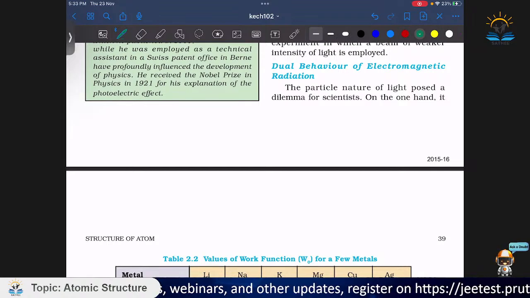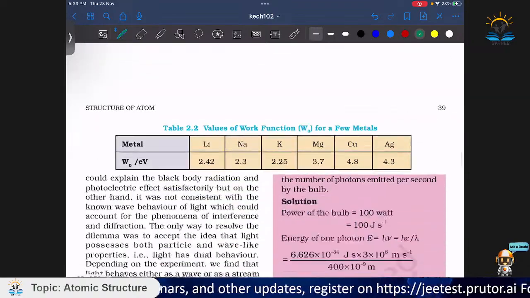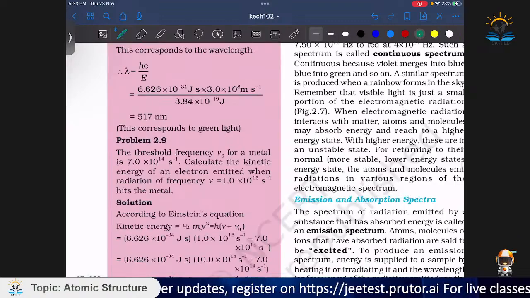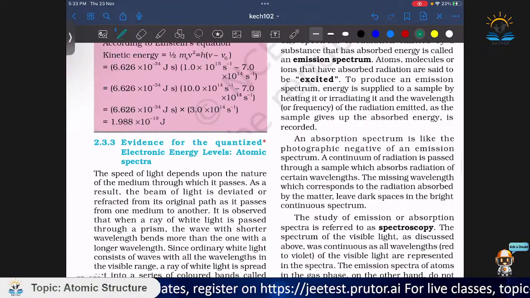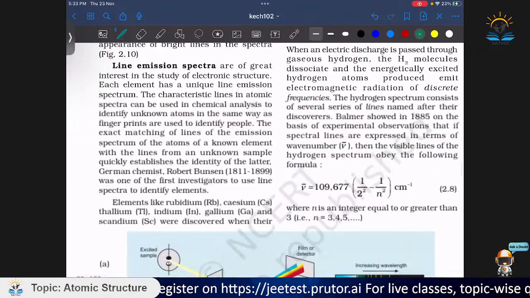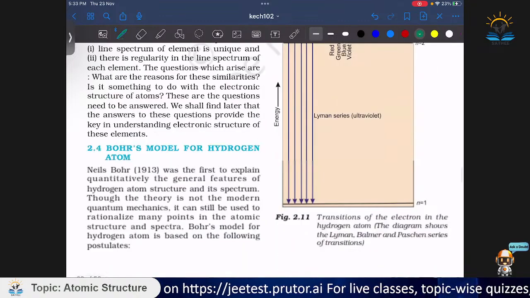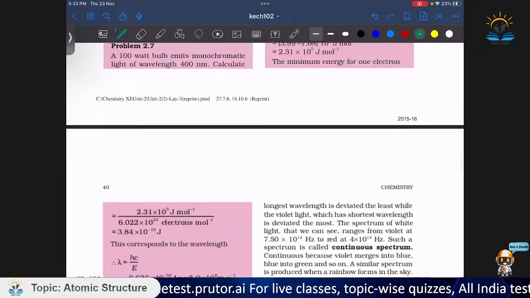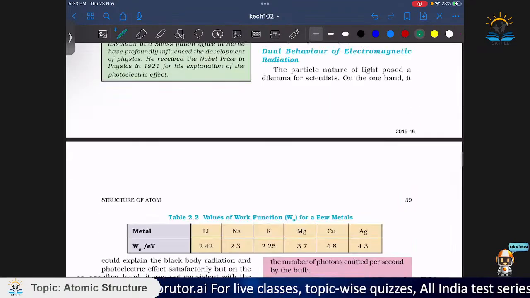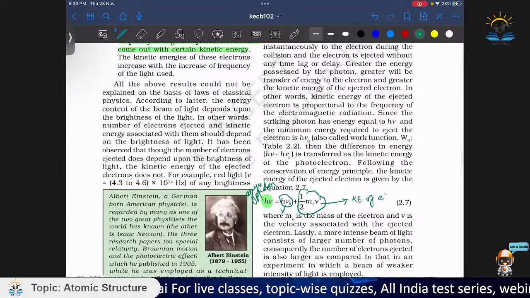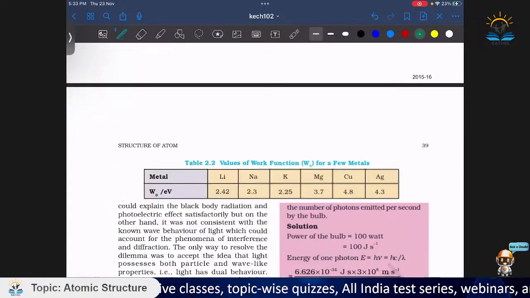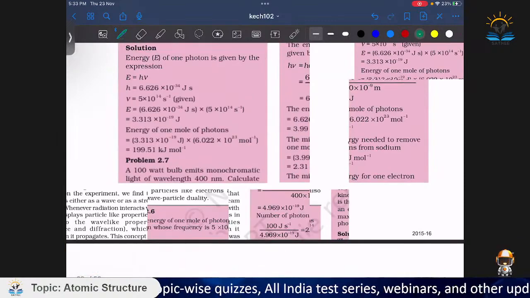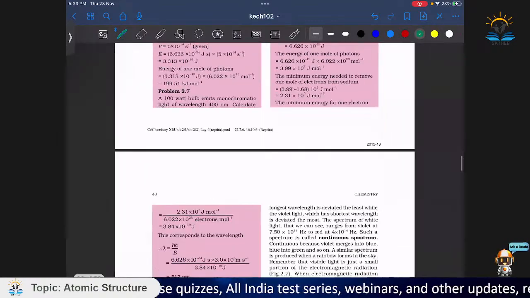Now we have the dual behavior of electromagnetic radiation, which was explained by a scientist, how a particle is both wave natured and particle natured. The scientist's name is de Broglie, and he gave a small equation.